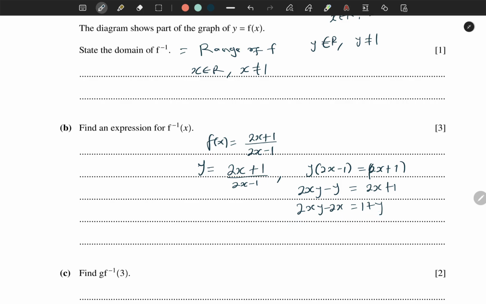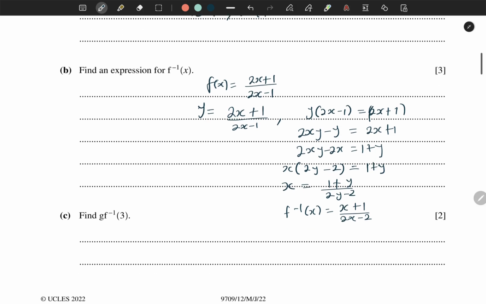Factorize x, now you have x times 2y minus 2 equals 1 plus y. Then divide both sides by 2y minus 2. So you are left with x equals 1 plus y over what? 2y minus 2. For that reason, f inverse of x now is x plus 1 over 2x minus 2. And that is the inverse of f.